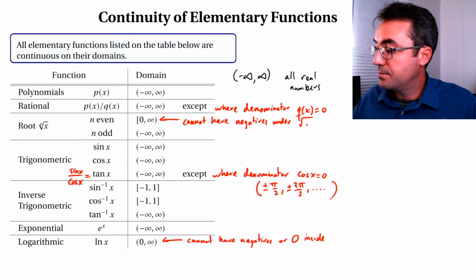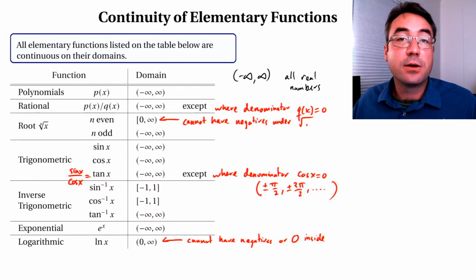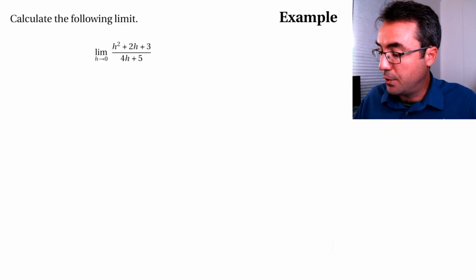So all of the most usual functions we're going to be looking at are continuous on their domains. And so it's nice. It's going to simplify. If we can come up with some reason why a function's continuous, then that's going to really simplify down our limit calculations. So let's try an example.